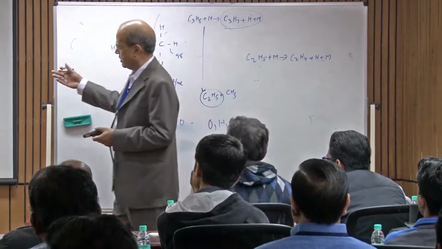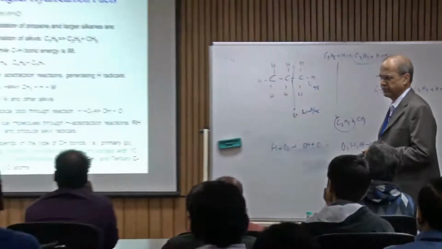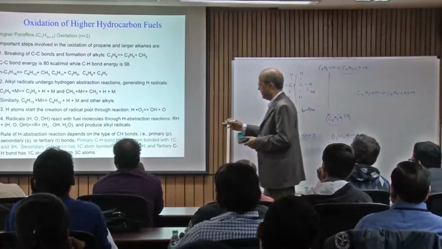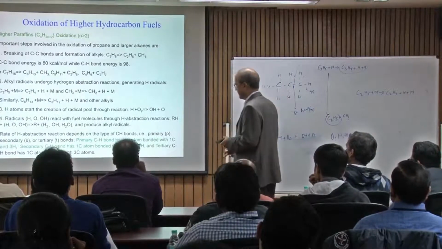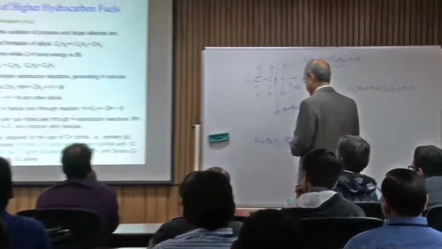So that's the third step, or you can call the fourth step. Third step, you can just say the radical pool. Then fourth is these radicals react with the fuel molecule. So when they react with the fuel molecule, mainly you get the alkyls. So the way it is written in general.